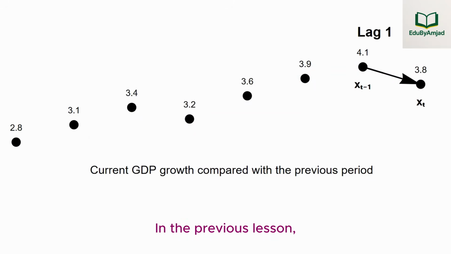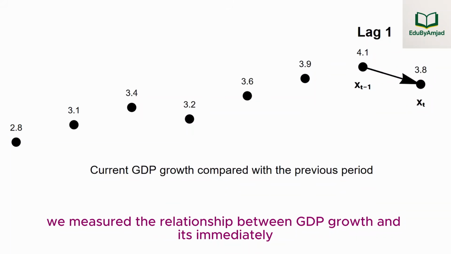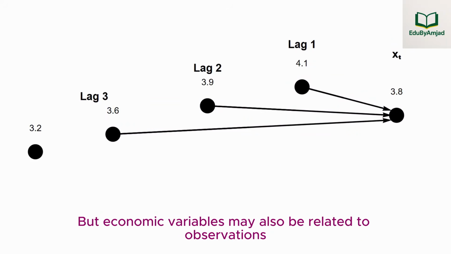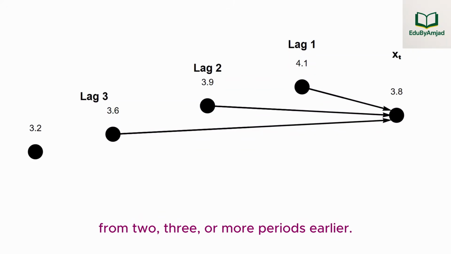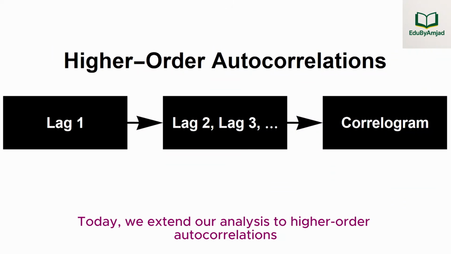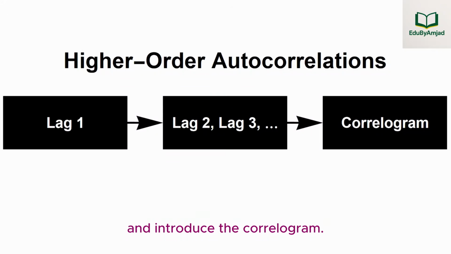In the previous lesson, we measured the relationship between GDP growth and its immediately preceding value. That was the lag 1 autocorrelation. But economic variables may also be related to observations from 2, 3, or more periods earlier. Today, we extend our analysis to higher-order autocorrelations and introduce the Correlogram.